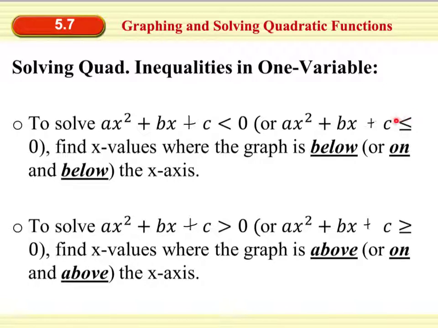Now, if I'm dealing with this equation here that has the less than or equal to, I'm going to look at points that fall either below or on the actual x-axis. But I can't include the points on the x-axis or on the graph when I'm dealing with this one, because I don't include the graph itself. Same thing for when I'm looking at this equation and it's greater than 0 or greater than or equal to 0. However, when it's greater than or greater than or equal to, I'm either going to look at the points above, or on and above.